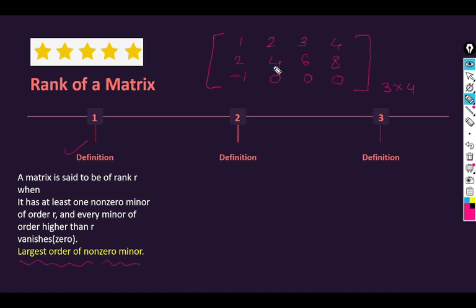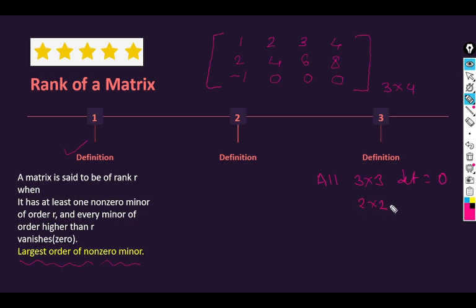So in this case, for this matrix, you can check the 3 by 3 determinants. All 3 by 3 determinants are 0. How many are there? 1, 2, 3, 4. Four determinants are possible, and all 3 by 3 determinants are 0. Then we move to the 2 by 2 determinants, because 3 by 3 is the largest order. So we have to move from 3 by 3 to 2 by 2.